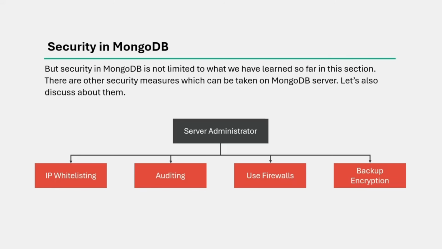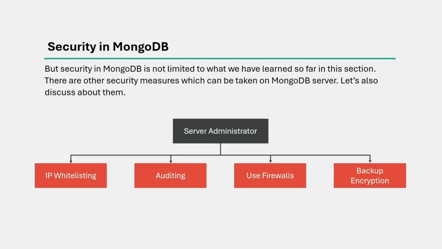Then the server administrator can also enable firewalls. By enabling firewall, we can restrict network access to MongoDB server, and it protects MongoDB from external attacks, and it reduces exposure to the internet. And a server administrator can also enable backup encryption. So this is another security measure which can be taken by server administrator. This ensures that backups are encrypted to protect data in case of theft or loss. It ensures data confidentiality in backup storage, and it complies with data protection regulations.